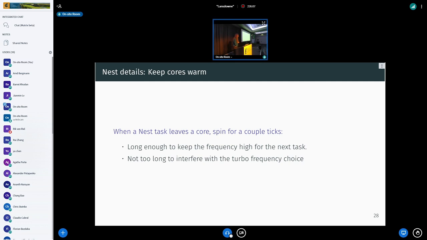Do any of the cores ever drop completely out of all the reserve nests? So that's a good question. I didn't go into this detail, but actually the reserve nest has a limited size, and when you've used up that size, those cores just disappear. Yes.